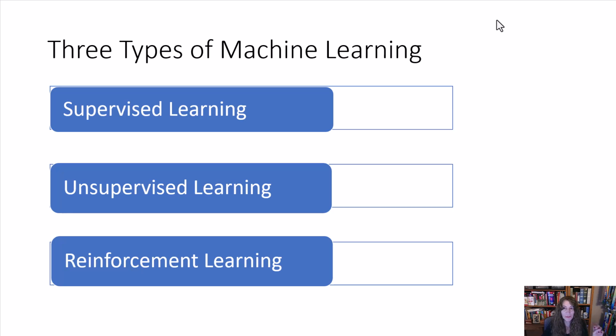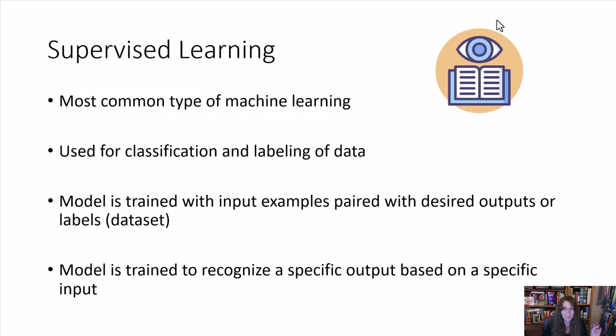There are three types of machine learning: supervised learning, unsupervised learning, and reinforcement learning. Supervised learning is the most common type of machine learning. It is used for classification and labeling of data. The model is trained with input examples that are paired with desired outputs or labels. And that is what a data set is. It's an input and a label pairs, millions of them.